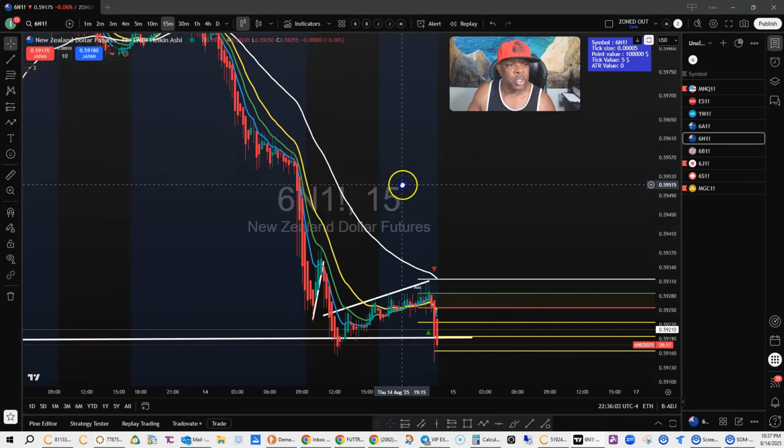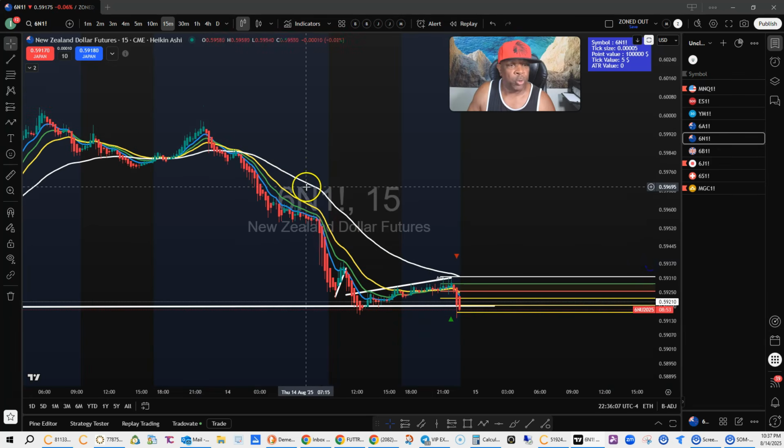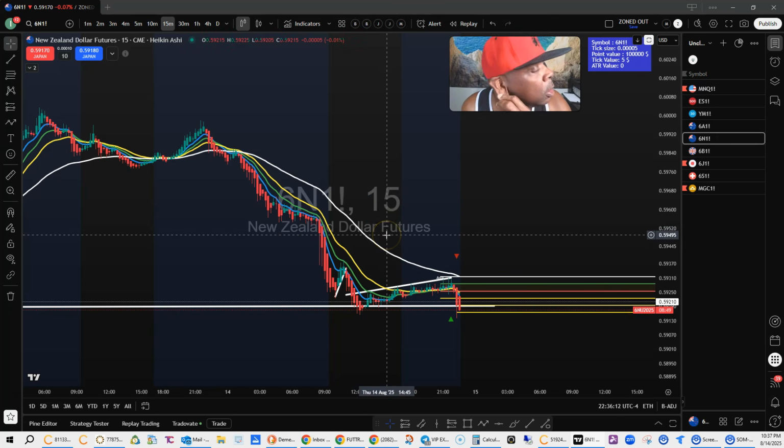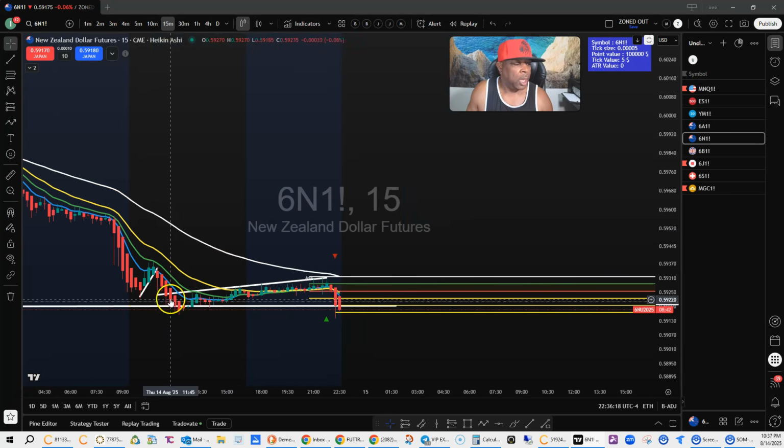15-minute. What direction was this 55 moving average going? Which way was it going? Talking to this one. You can clearly see that 55 moving average was down. What did they do here? They gave a fake slant and a drop.